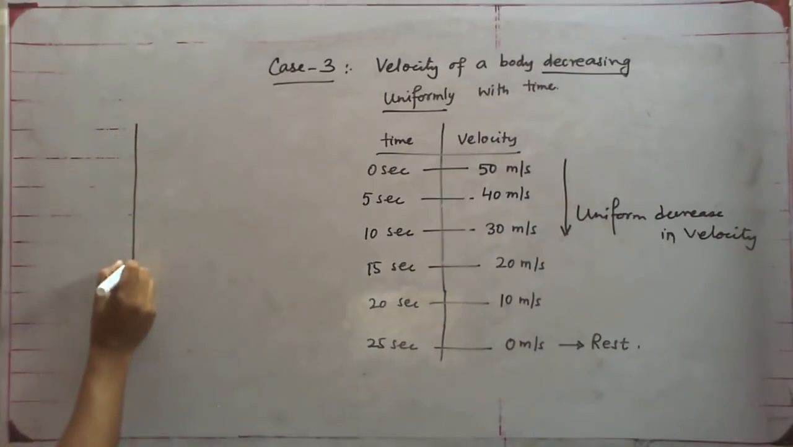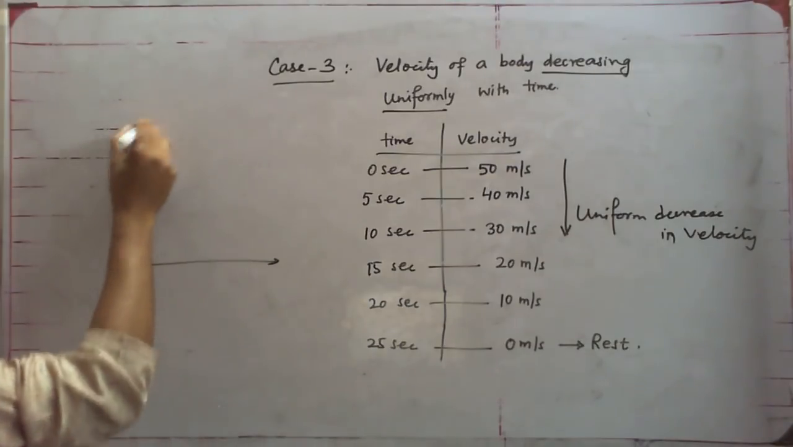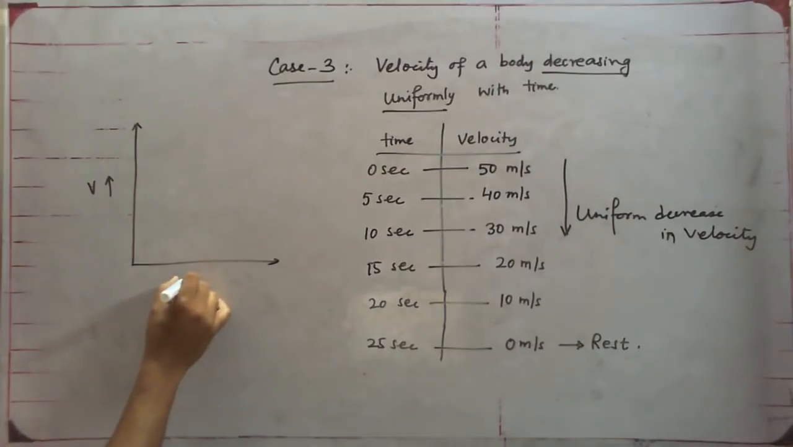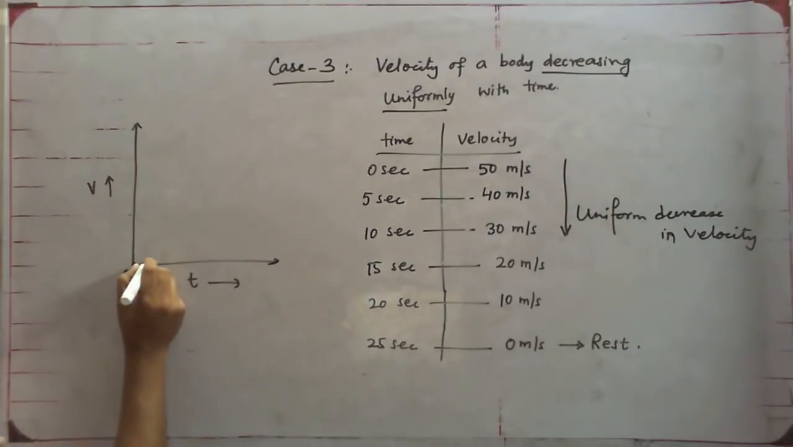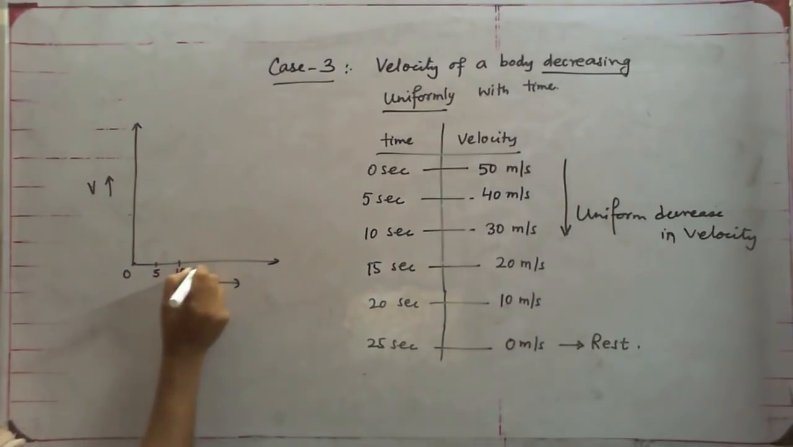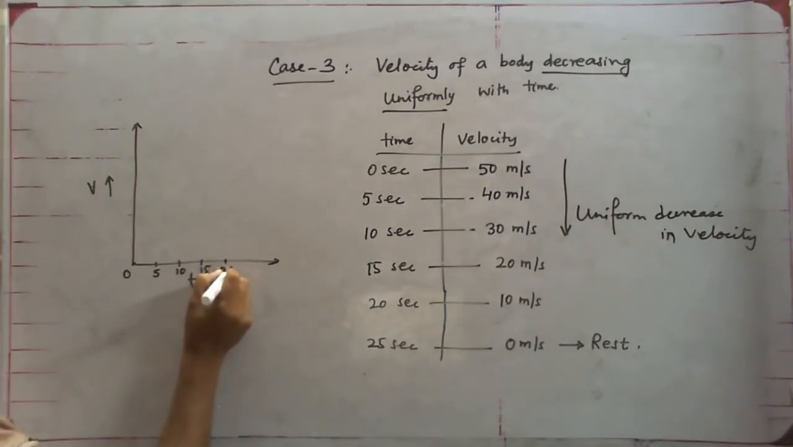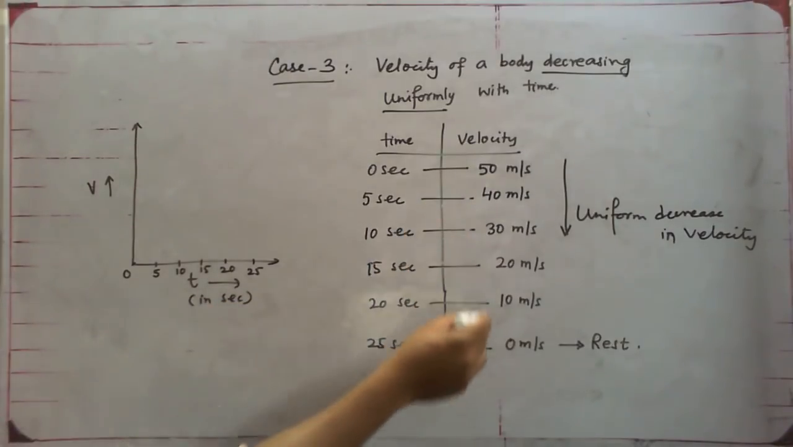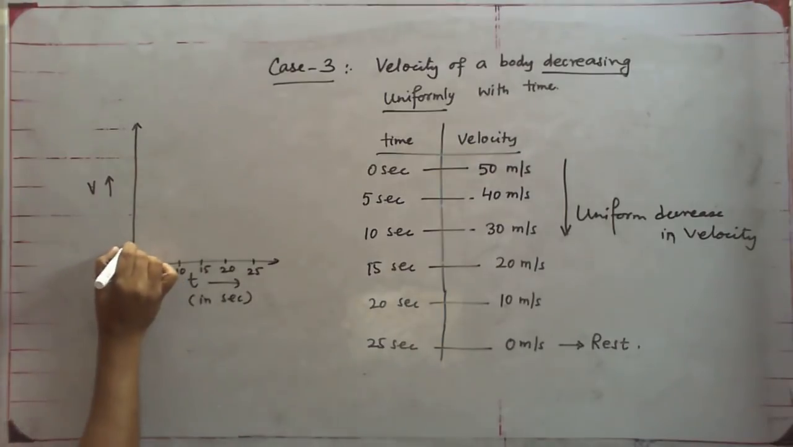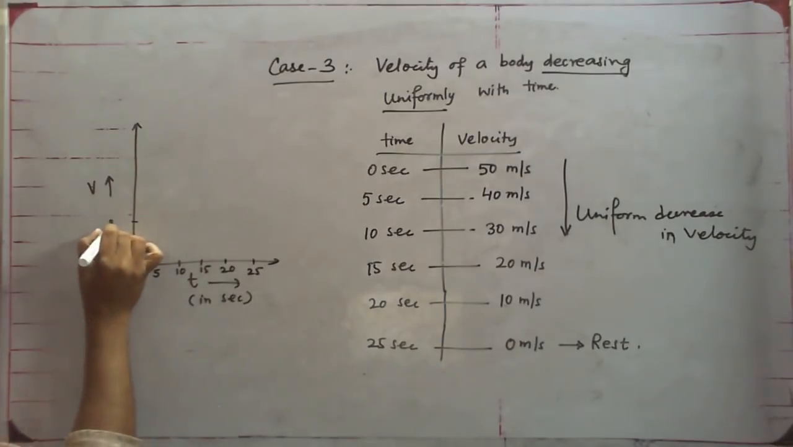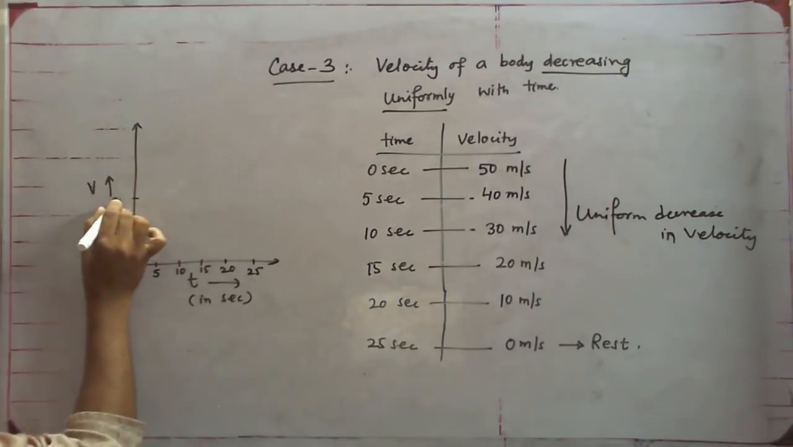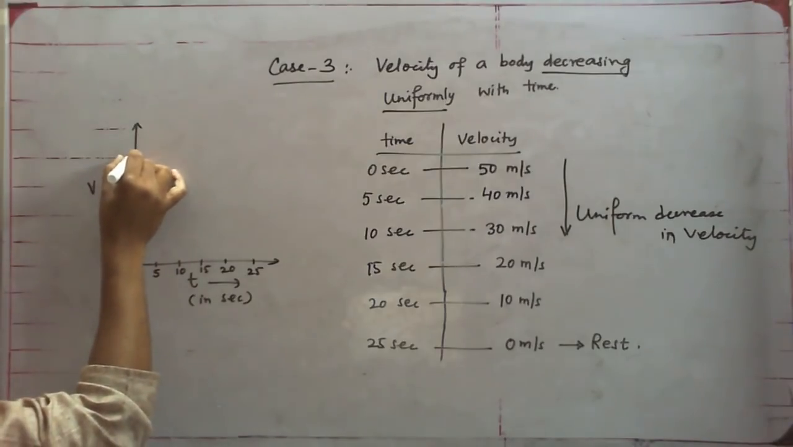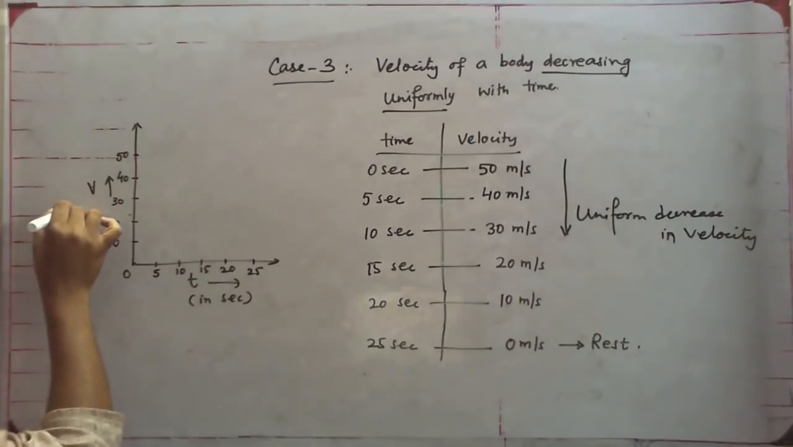So let us take velocity along one axis and time along the other. We have got 0 to 25 seconds, so it is 5, 10, 15, 20, 25. This is time in seconds, and we have got 50, 40, 30, 20, so it is 0, 10, then we have got 20, 30, 40 and 50. This is meter per second.